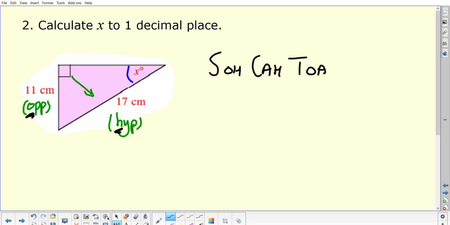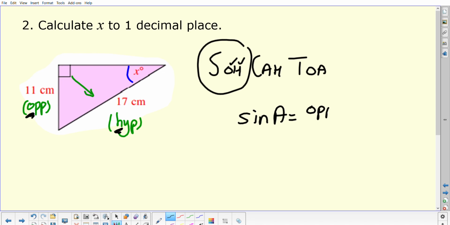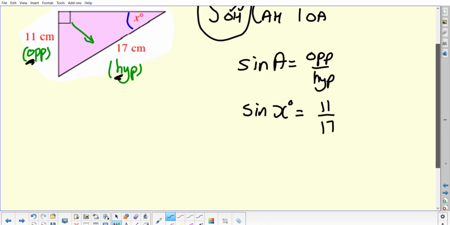So I'm looking for an O and an H, so clearly that is this one, which means it would be the sine. So I would be writing down sine of the angle is equal to opposite over hypotenuse, which in this case, this time my angle, I don't have a number for it, but I put in the X, so I'm doing sine X equals 11 over the hypotenuse of 17.